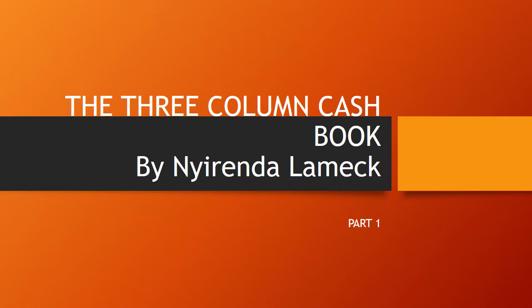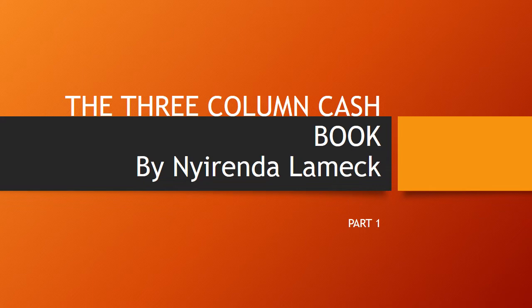In the last video, we looked at the two-column cash book, where we discussed that the two-column cash book is made up of two accounts, the cash account and the bank account. In this video, we'll look at the three-column cash book. The concept used to record transactions in the three-column cash book is not different from the two-column cash book. The only difference is that the three-column cash book has an additional column for discounts.